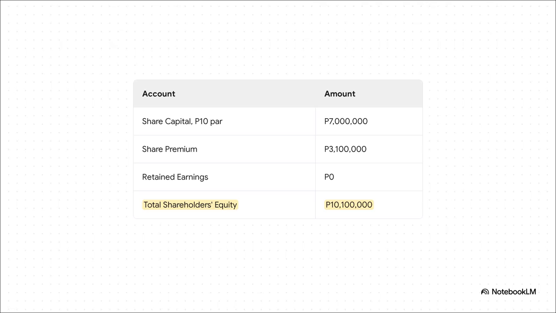And here's the after picture. Look at that. First things first, retained earnings is at a beautiful, clean zero. That was the whole point. So where did that 1.9 million deficit go? It got absorbed, along with that 3.4 million gain from our restatement. And check out the bottom line. The total shareholders' equity jumped from 6.7 million all the way up to 10.1 million.